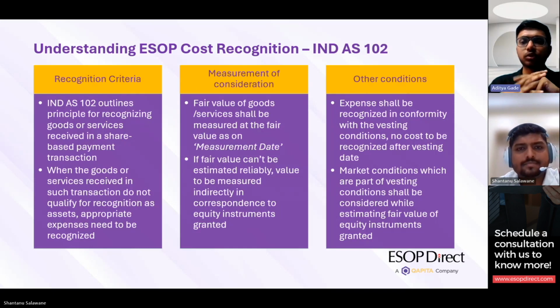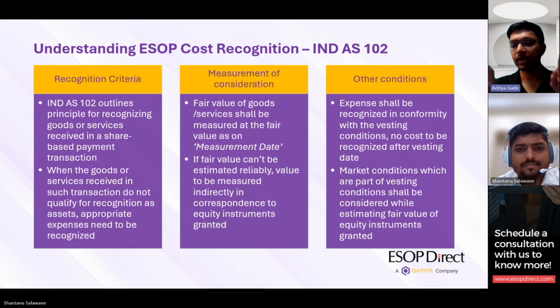So we'll understand a bit more about what Ind AS 102 covers. It is not specifically covering only the employee benefit expense. It covers all share-based payment expenses. For example, I am a merchant selling machinery and a company wants to buy machinery from me. Instead of paying me in cash, they pay me in shares of that particular company. That case is also covered under 102. But our topic of discussion is mainly ESOPs.